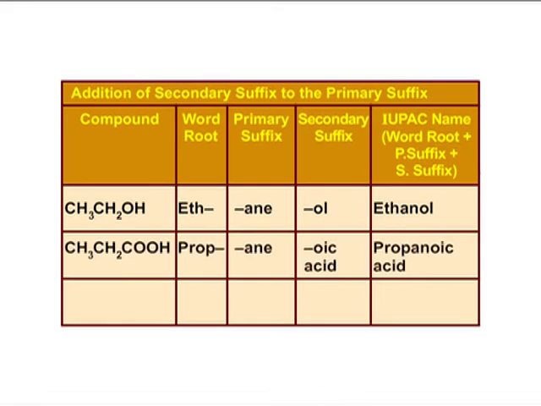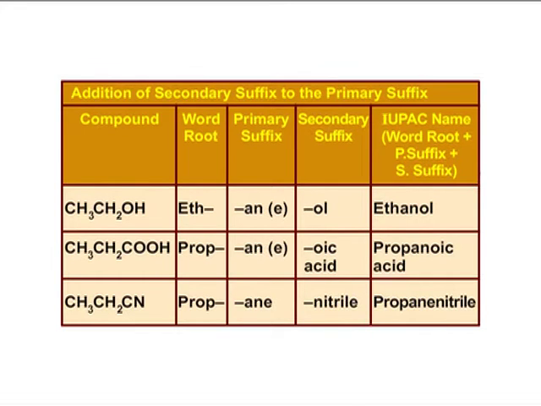For the compound CH3CH2COOH, word root is prop, primary suffix is ane, secondary suffix is oic acid. Its IUPAC name is propanoic acid. In naming these two compounds, the letter E is removed as per rule already mentioned. For the compound CH3CH2CN, word root is prop, primary suffix is ane and secondary suffix is nitrile. Its IUPAC name is propane nitrile.